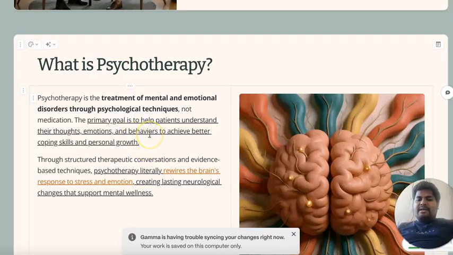And here the psychotherapist tries to understand the person's thoughts, emotions, and behaviors, and helps to develop better coping skills and personal growth, by some sort of techniques which help to rewire the brain's response to stress and emotions.